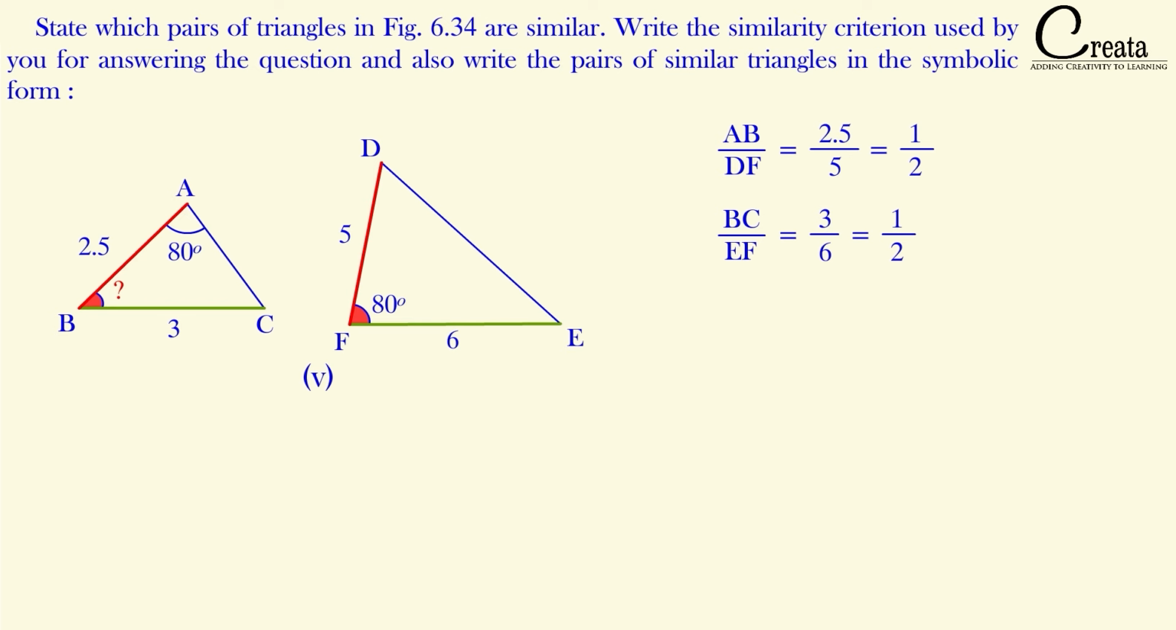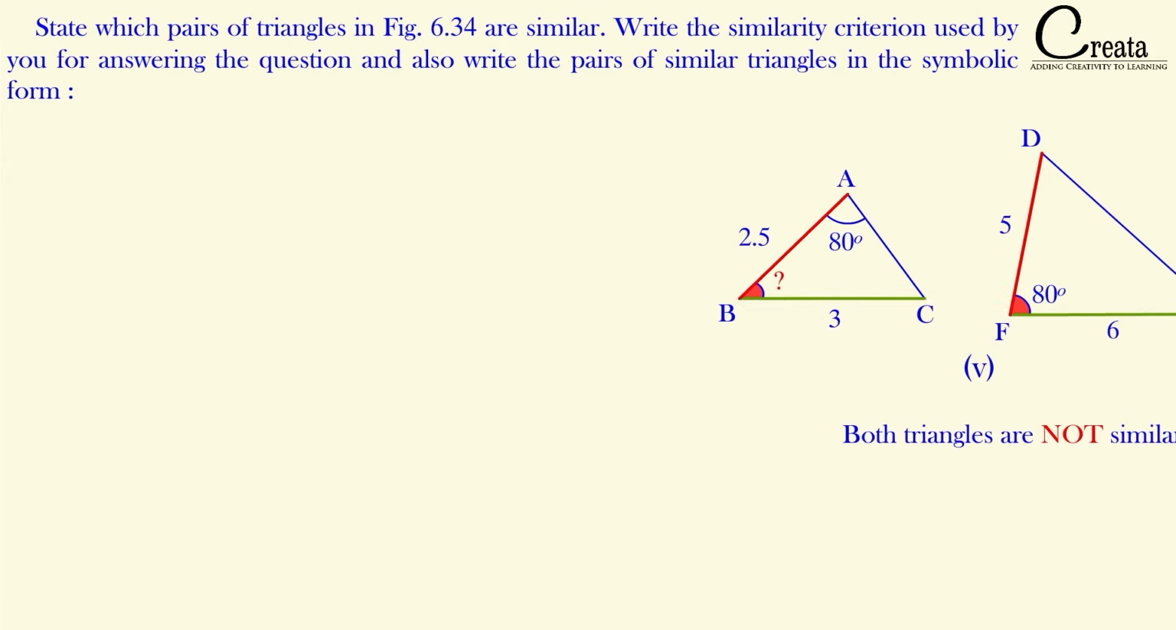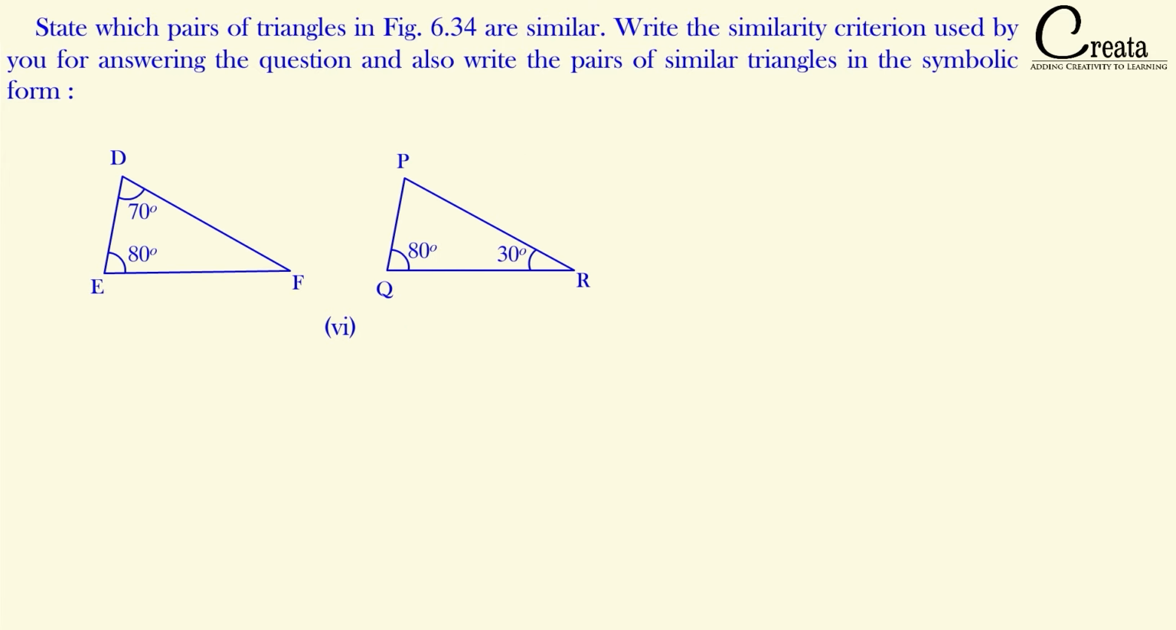So we can say these two triangles are not similar to each other because none of the criteria AAA, SSS or SAS are matching. Got it? So let's move to the last part, part 6.